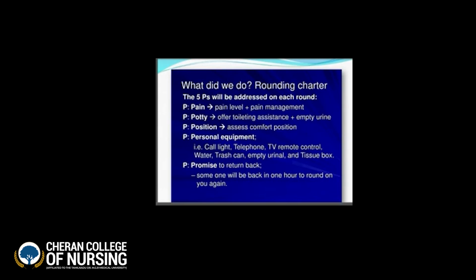And the last P, promise to return back. We want to inform the patient if there are no attenders or the patient is alone. Usually we ask the patient or the attendant, one must be there to take care of the patient. If there is none, we want to promise and give an assurance that we are here to take care of you, and we will make an hourly round of you again. So they will be comfortable and in a safer zone. These are the 5 P's we want to address in each of our nursing rounds.